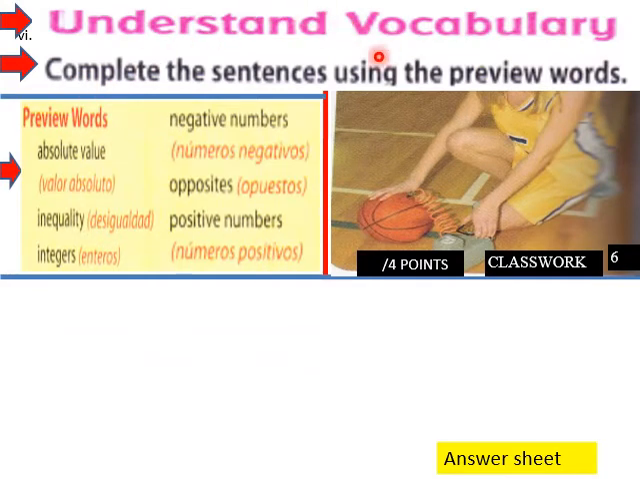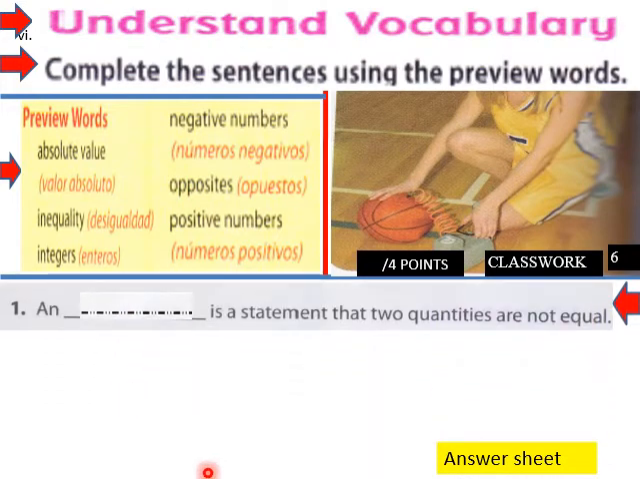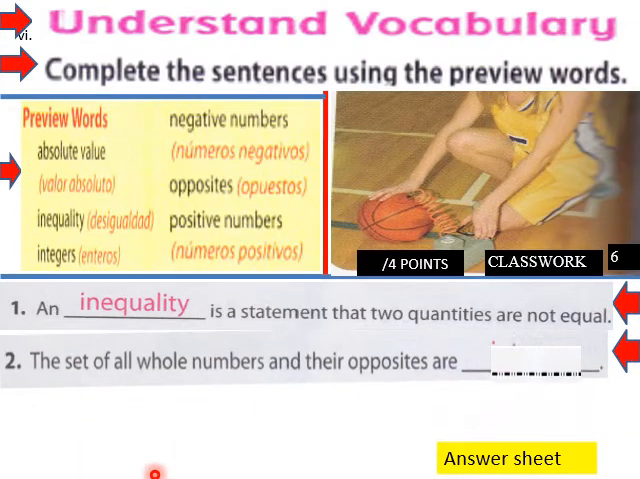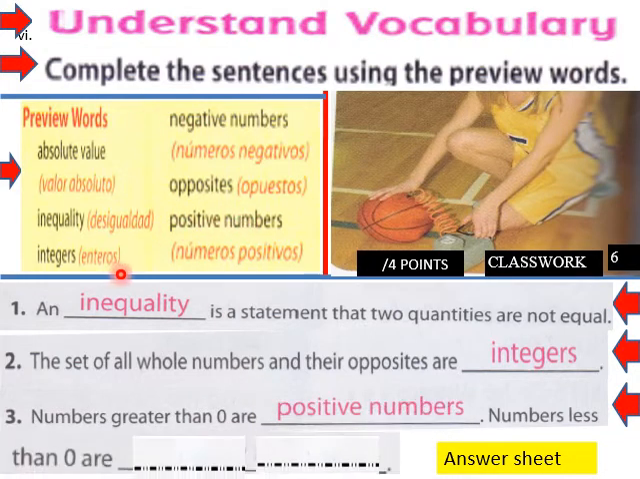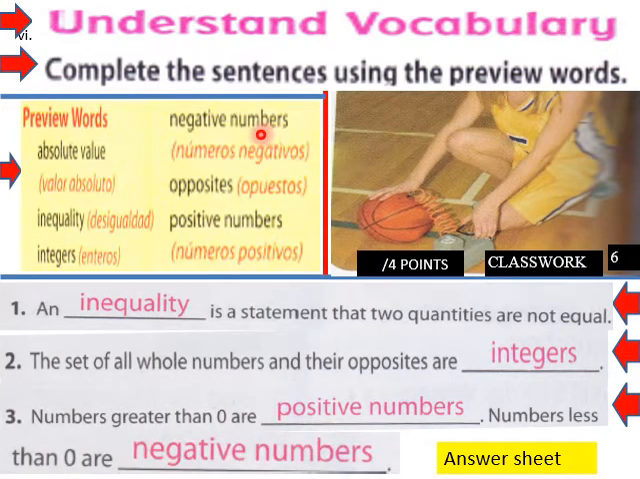Then we go into a vocabulary exercise here. Here's preview words here. Absolute value, inequality, integer, positive number, opposites, and negative numbers. A blank is a statement that two quantities are not equal. Give your students a little bit of time before they can do this on their class worksheet, teachers. Set of all whole numbers and their opposites are integers. Numbers greater than 0 are, and then go up here, what are they? Greater than 0, positive numbers. And then numbers less than 0 are negative numbers.